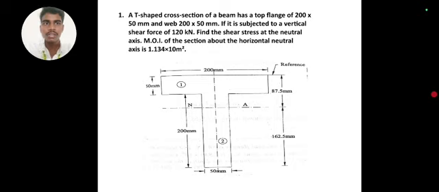This is a T section. The T section figure shows a flange and a web: the upper flange and the web. For example, an I section has three parts: upper flange, lower flange, and web. This is an example of a T section, with only an upper flange and a web.